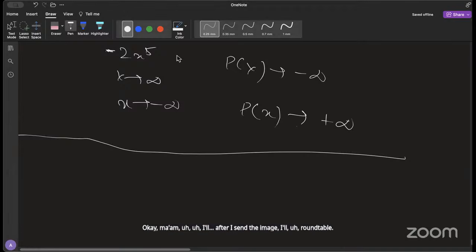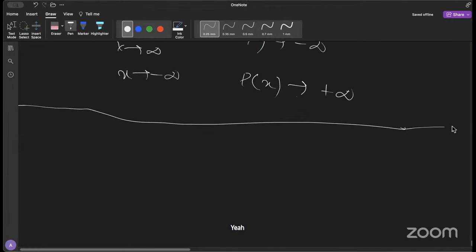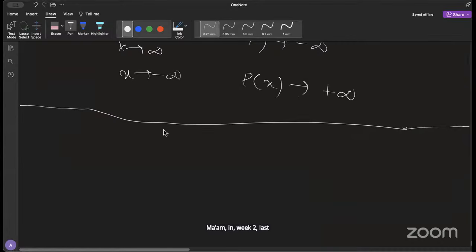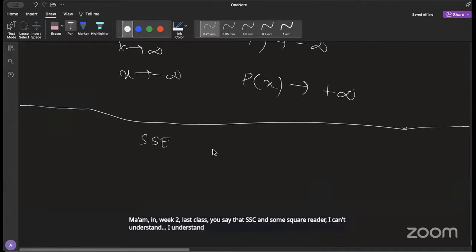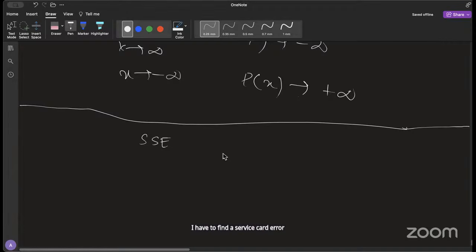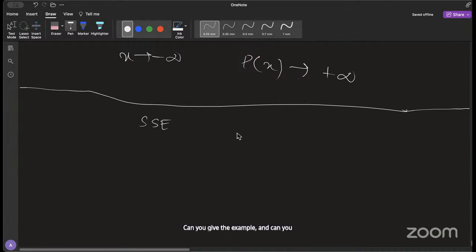Okay. Ma'am, I have a question. Can I ask? Yeah. Ma'am, in week 2's last class, it says SSE, sum of squared errors. I understand sum of squared errors, but I can't apply how to find the answer. Can you give an example and explain one sum of squared errors question?